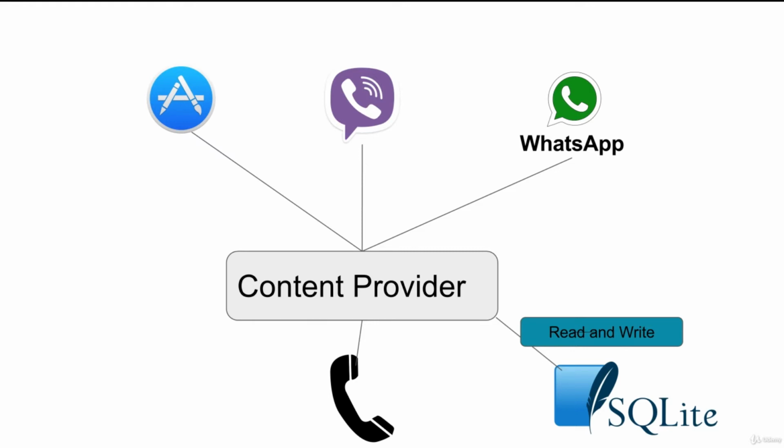So in a very easy way, when you add a new contact, you add it through the content provider to the database, so other applications like Viber can access this content provider and read from it. So let me show you how it works.